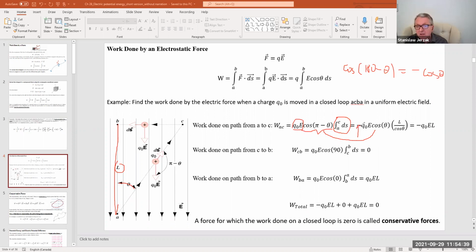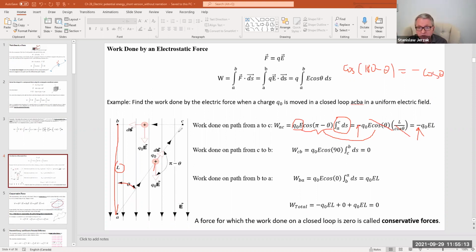So here is the negative sign, and then the cosine here and cosine here will cancel, and the total work done by that electric force will be negative. You see, negative Q0 EL. It is negative because the angle between the displacement and the direction of the force is larger than 90. So the work done will be negative work done by electric force. I would do positive work to move that charge, of that magnitude, but electric force would do negative work.